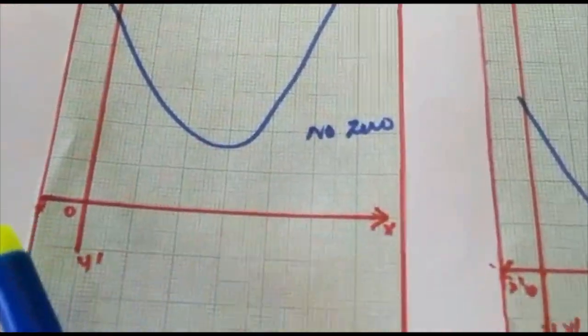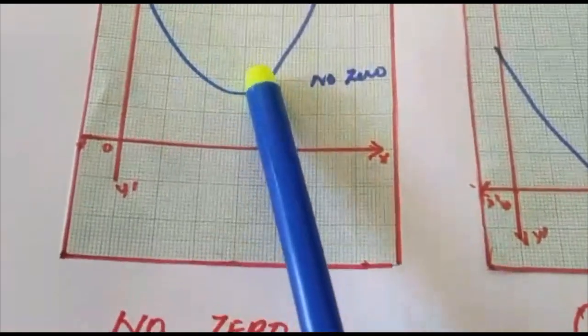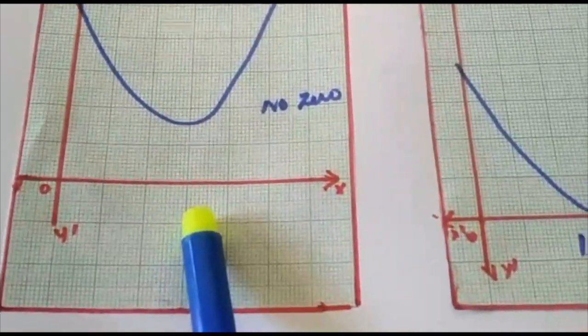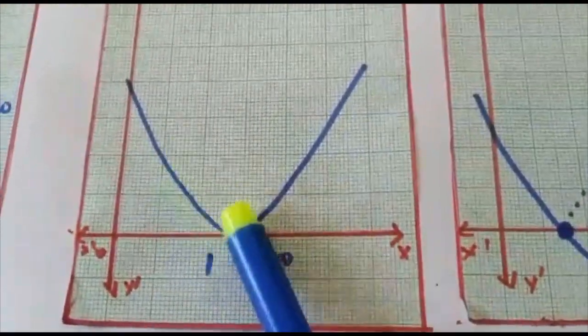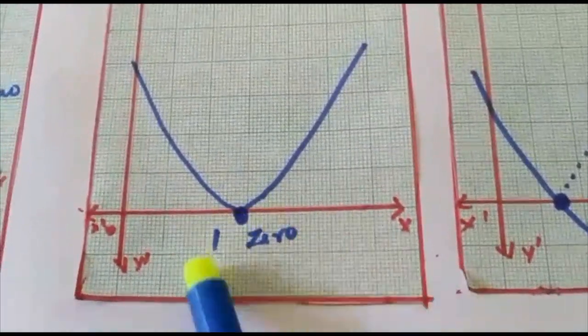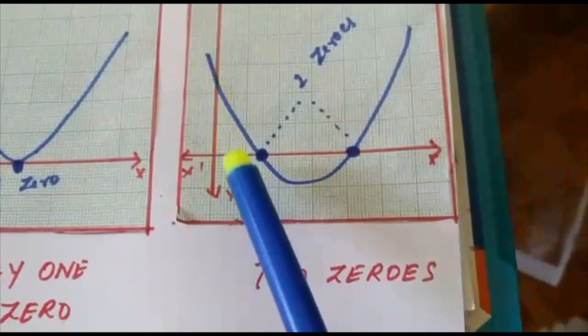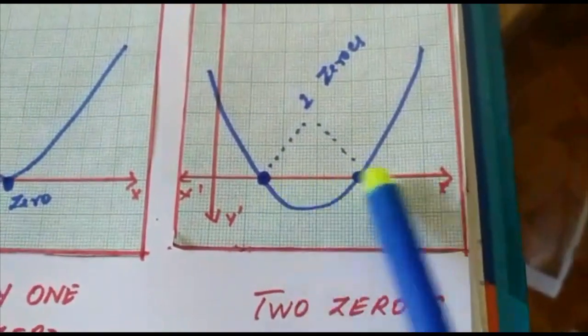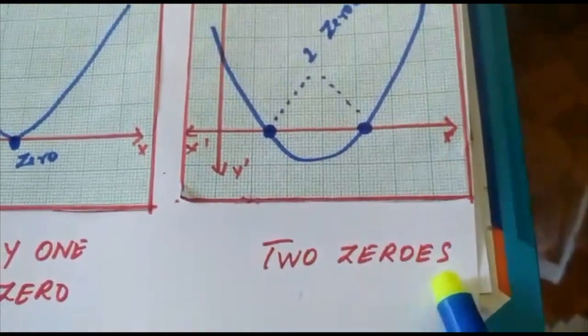In the first case, there is no 0 because it is not at all intersecting the x-axis. In the second case, you will be able to observe that it is meeting at one point, so we can say it has 1 zero. In the third case, it is intersecting at 2 points, so we can say that it has got 2 zeros.